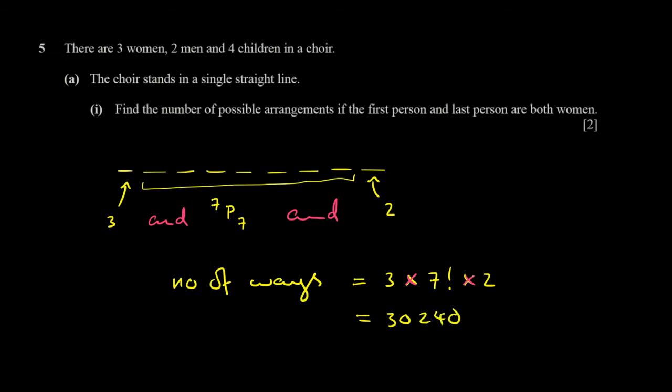30240. I will just quickly check that against the mark scheme, which is 30240. Okay, so that's correct. Okay, next question. Find the number of possible arrangements if all the children stand next to each other. Again, this is a fairly standard type of question, actually.